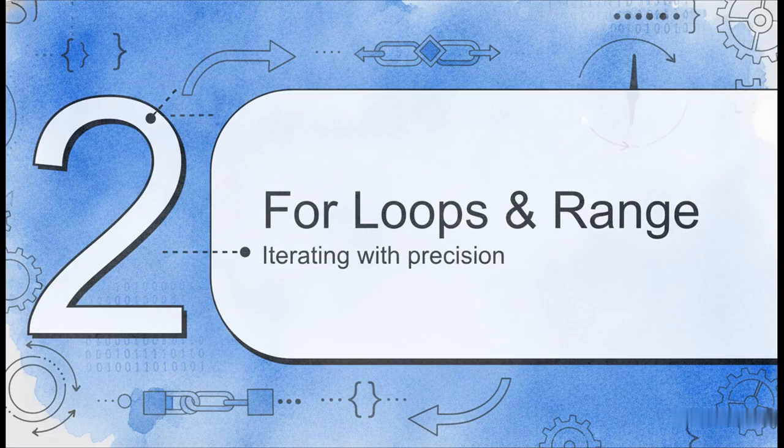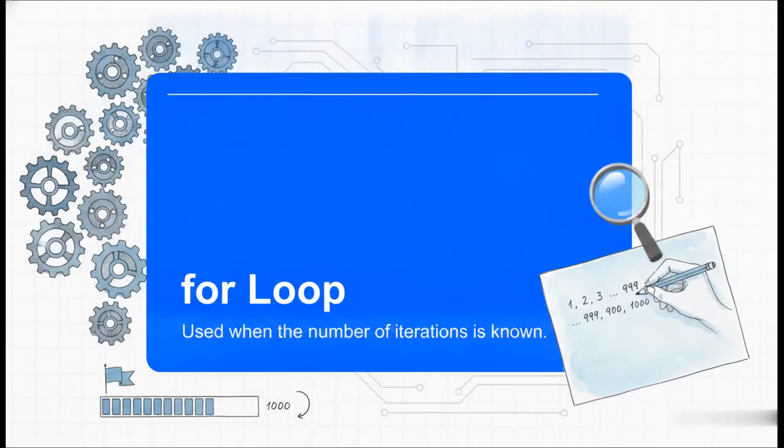All right, Section 2, for loops and range. These are our go-to tools for precise iteration. Now, what's really interesting about this slide is the specific use case for a for loop. It's exactly what you reach for when the number of iterations is known. So back to our 1 to 1,000 problem. We already know the boundary, right? We know it absolutely stops at 1,000. Because we know that exact number right out of the gate, a for loop is the absolute perfect choice for the job.